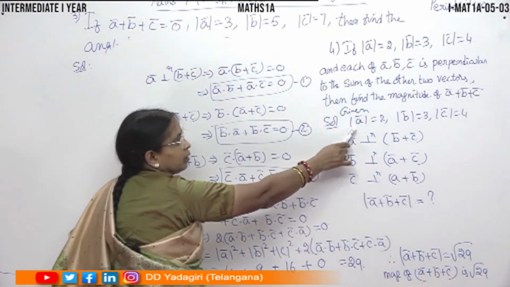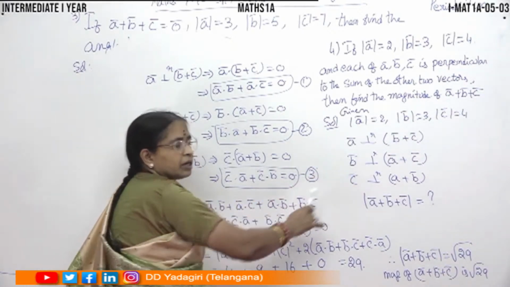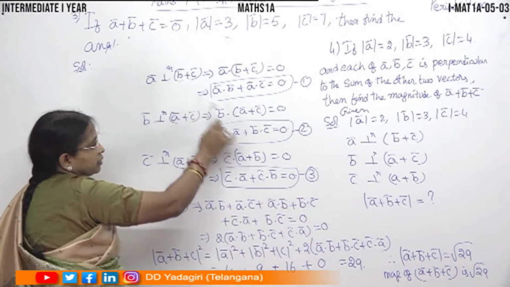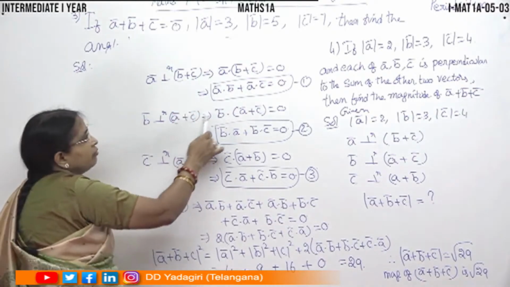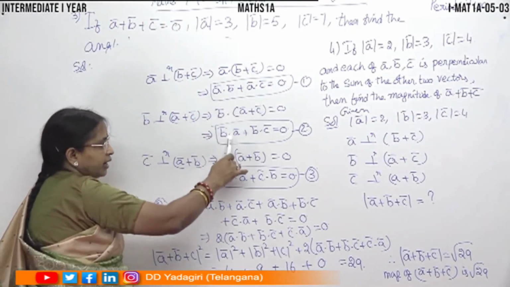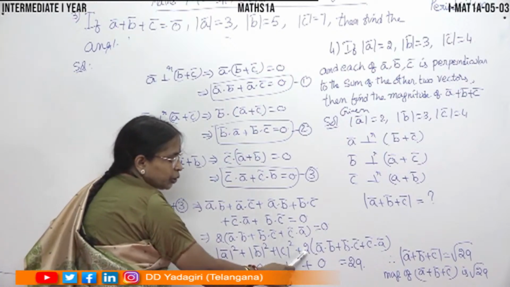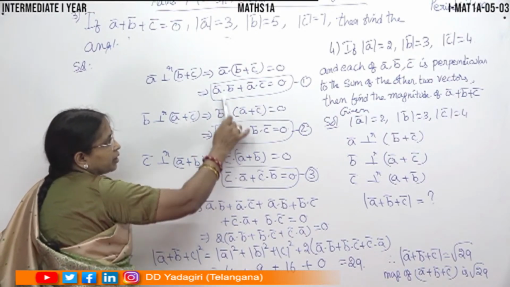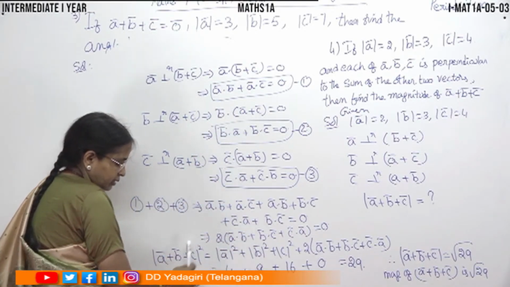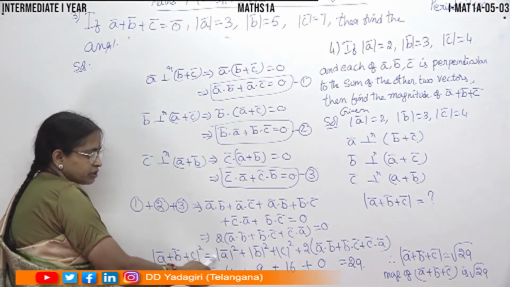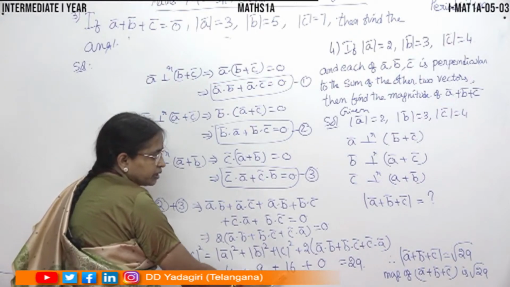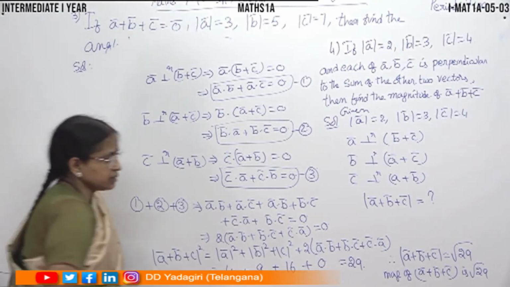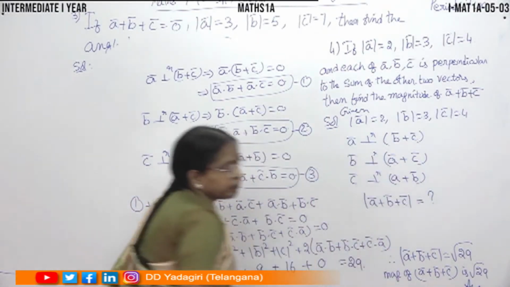So you are given mod A, mod B, mod C values, and then you are given that A is perpendicular to B plus C like this. You must find this. So according to these three conditions, we got these three equations. Now you are adding them because in this formula you have 2 times A dot B plus B dot C plus C dot A. And we also know that A dot B is same as B dot A. So we simplified and we got like this. So mod A plus B plus C whole square formula directly we wrote and we substituted the values and we got 29. So mod A plus B plus C is root 29. That is the answer. So this problem is again very important for 4 marks.